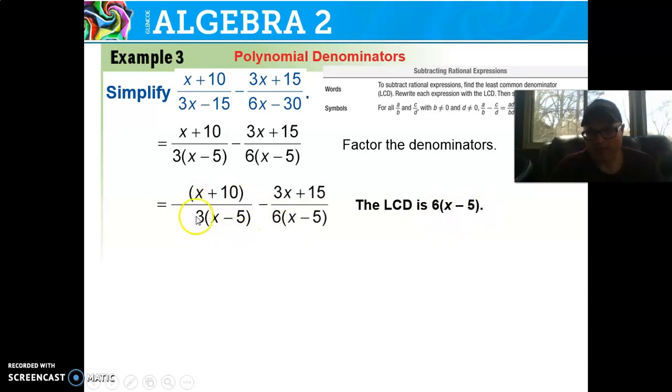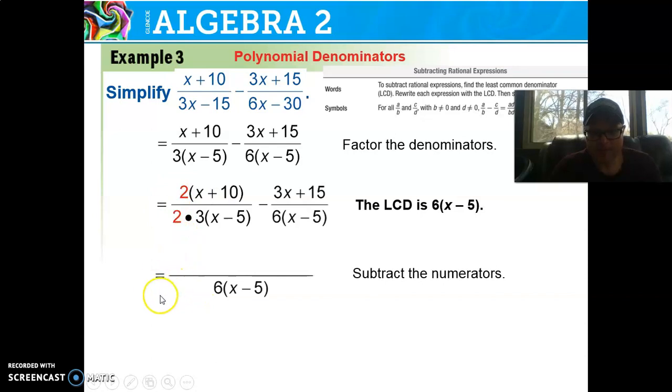So all we'll have to do is multiply this first fraction by 2 over 2, giving us 2 times the quantity x plus 10 minus 3x plus 15. Be careful with the minus. Make sure we distribute the minus to both, over our LCD of 6 times x minus 5.